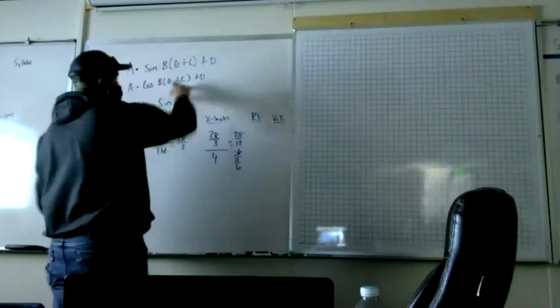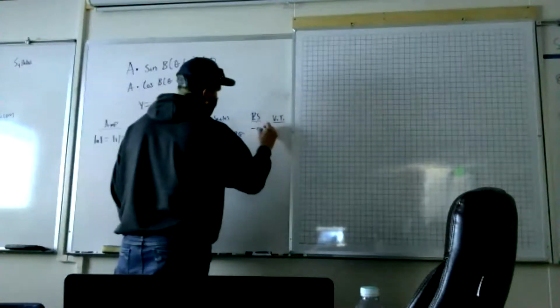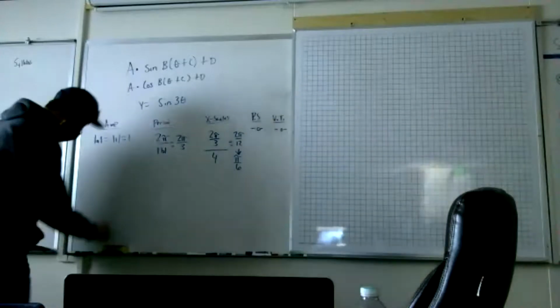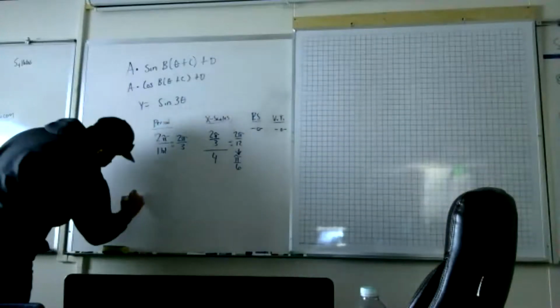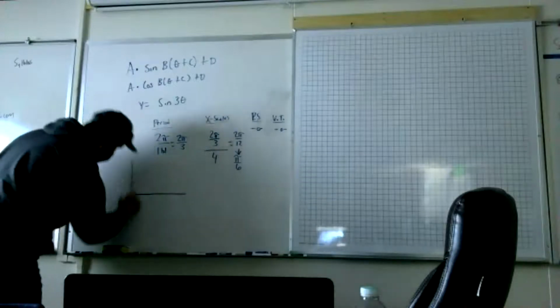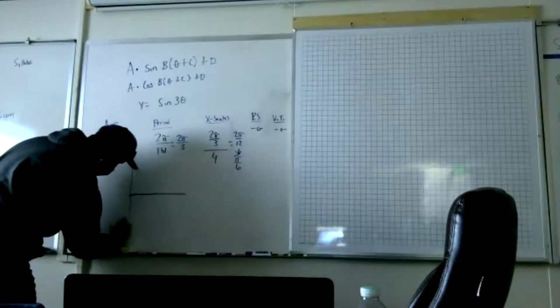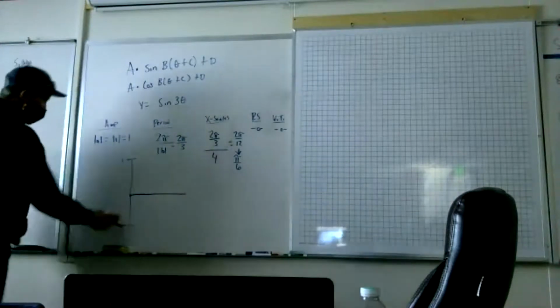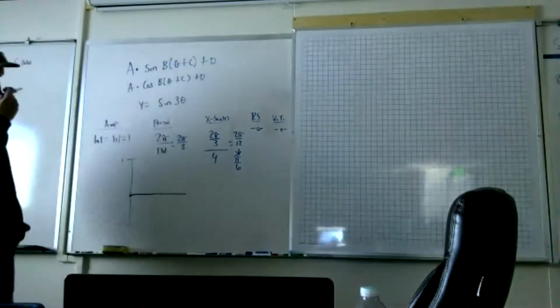Phase shift coming from C, there is none. C is 0. Vertical translation comes from D, is none as well. So starting with my graph, I haven't moved it off the x-axis at all, and my amplitude is still 1. So my graph goes from 1 to -1, with the midline being the x-axis.